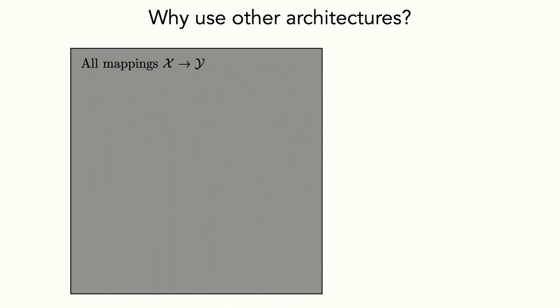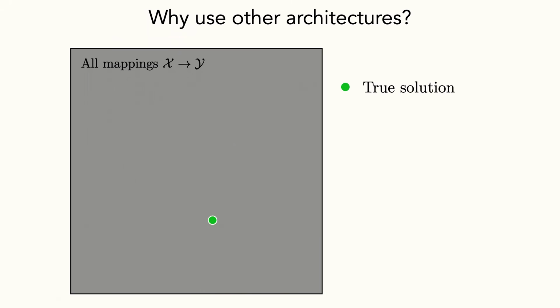But let's take a sort of meta view of this and zoom out a little. If this is the set of all possible mappings from x to y, so all functions, contained in this little gray box, and maybe this is the true solution we're trying to learn, the correct model for our problem.